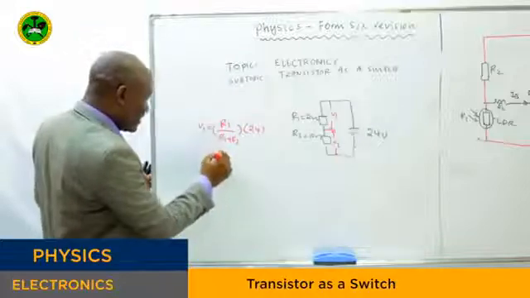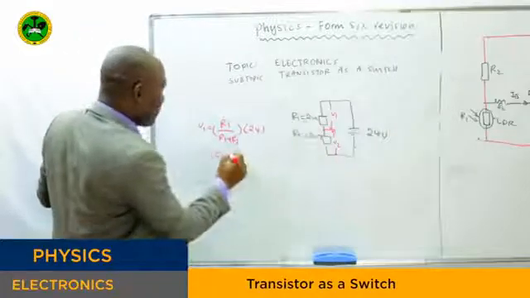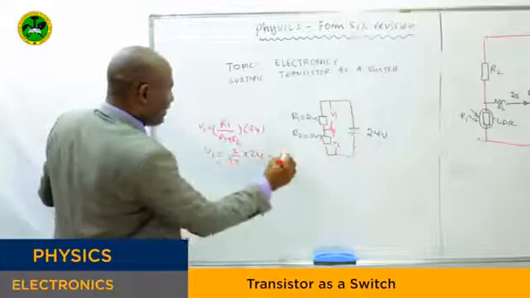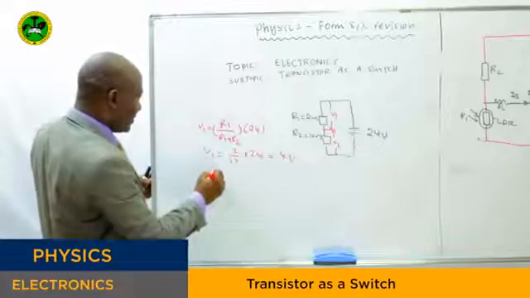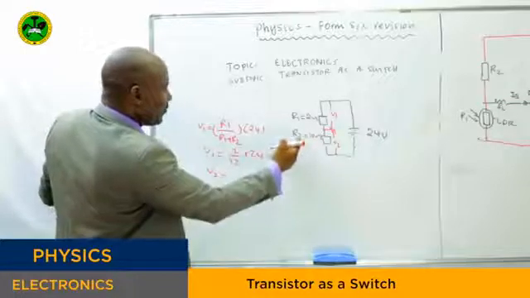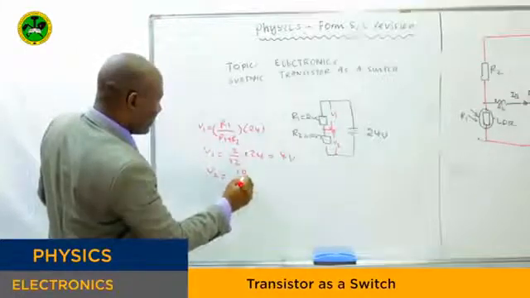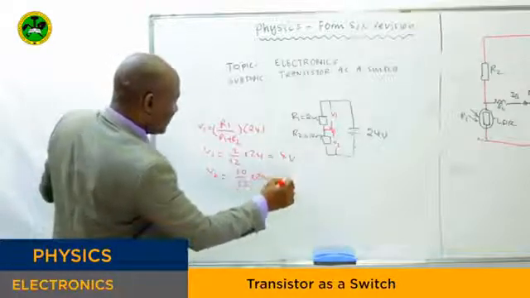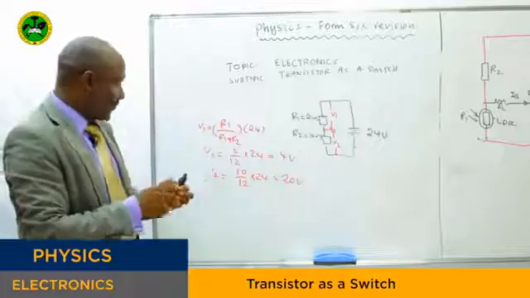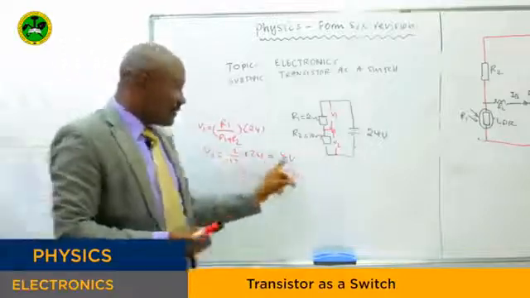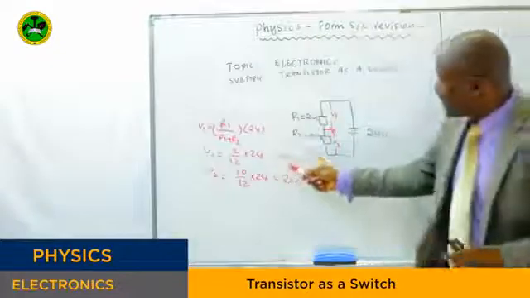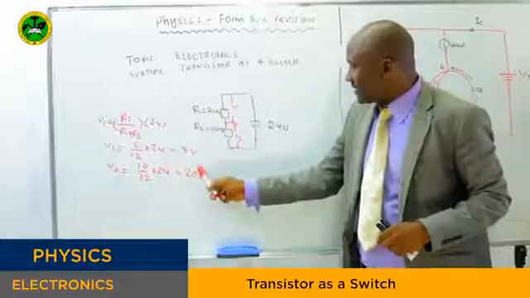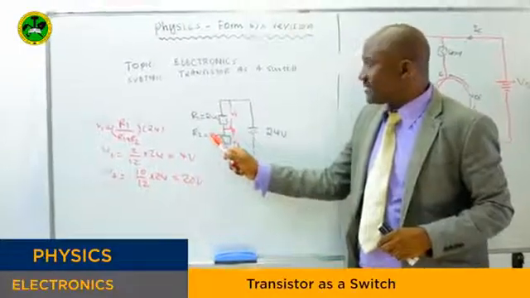So if you check, this is 2 over 12 times 24. This is 4 volts. The remaining voltage is given by R2 over the total, and R2 is 10, so 10 over 12 times 24. This gives 20 volts. So you can see the values of the voltage depend on the resistance. You can see this 20 volts has been supplied because the value of the resistance is high.